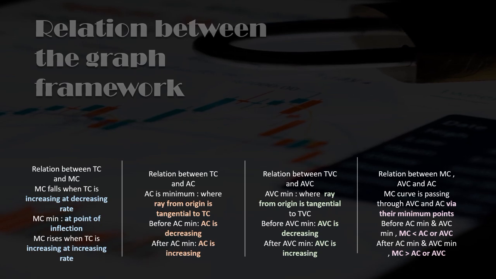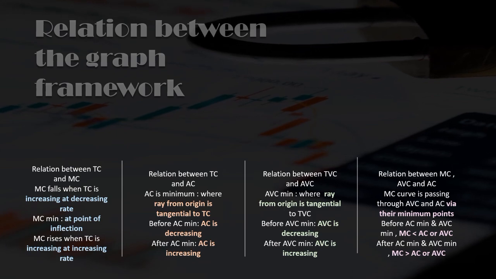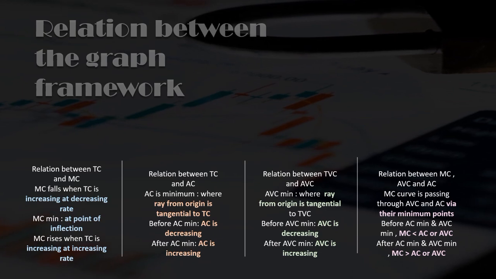And lastly, the relation between MC, AVC and AC. The MC curve is passing through AVC and AC via their minimum points. Before AC or AVC is minimum, MC is less than AC or AVC, but after AC and AVC minimum, MC is greater than AC or AVC.